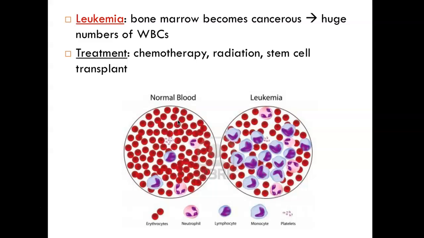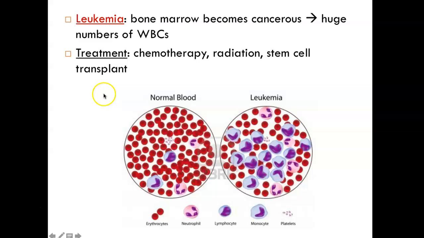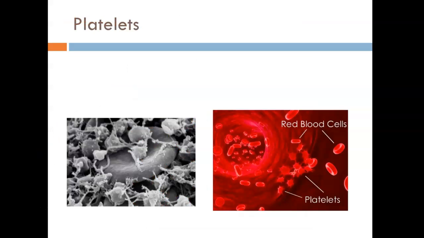So there would be a transplant, and what they would do is they would inject it into the bone marrow to hopefully get some healthy white blood cells. So probably a combination of the three of these is what's going to have to take place. All right, so let's talk about platelets. Other composition of the blood.